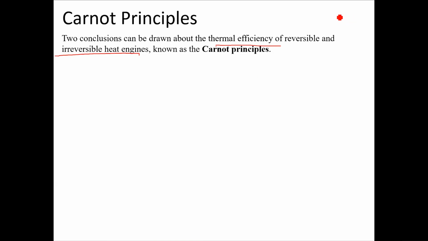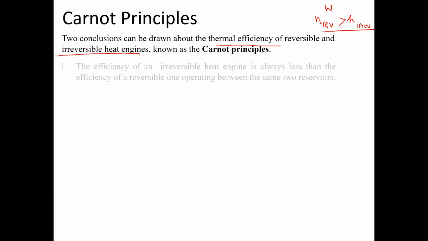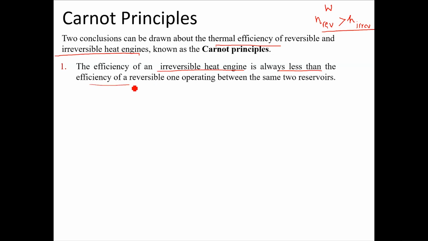All right. So I'll write over here. You are saying that the efficiency of a reversible heat engine is more than the efficiency of an irreversible heat engine, obviously operating between the same conditions. So it says the efficiency of an irreversible heat engine is always less than the efficiency of a reversible one operating between the same two reservoirs. That means the same TH and TL would have a reversible engine with higher efficiency as compared to the irreversible heat engine. Now, if I have to prove it, I'll prove it by assuming the other way around.